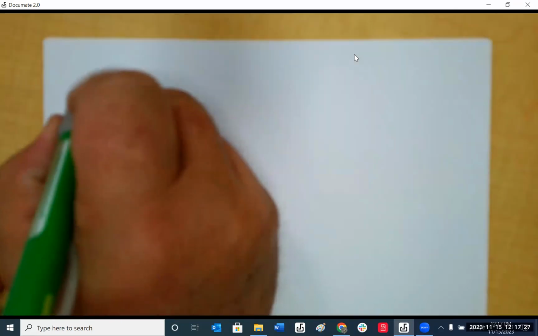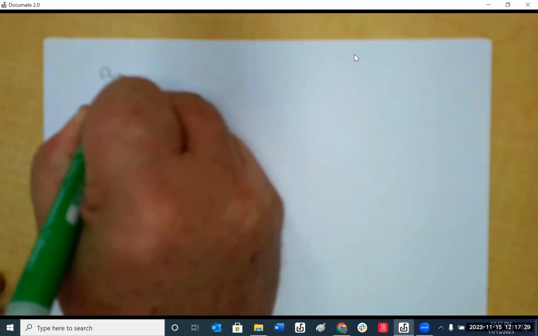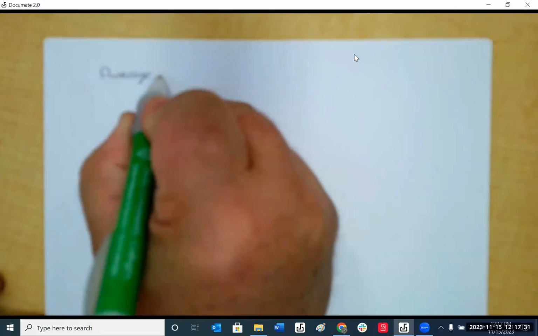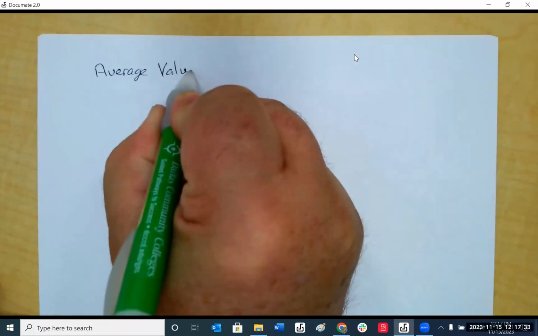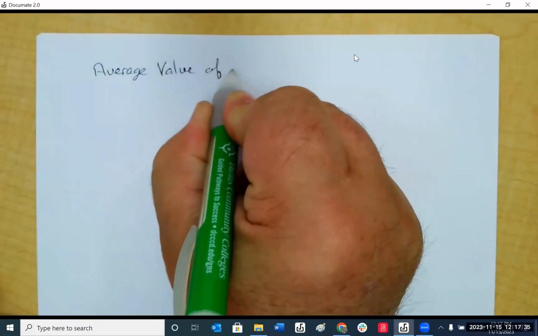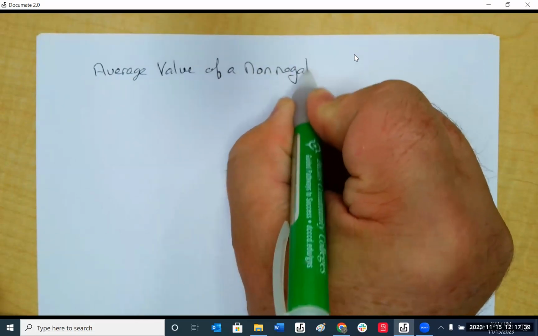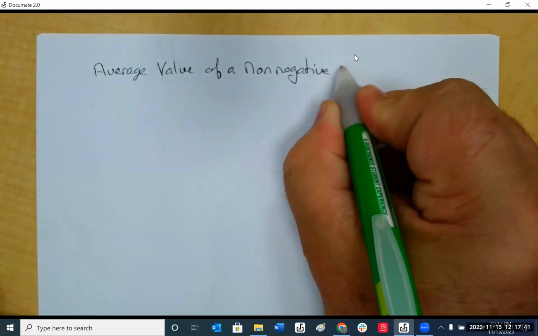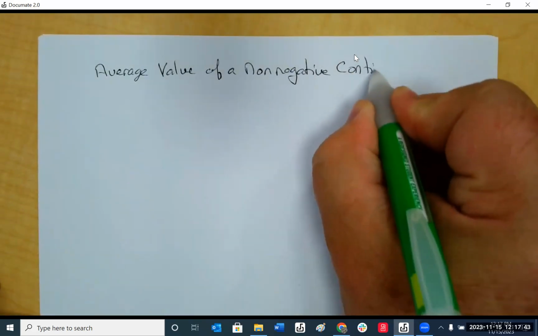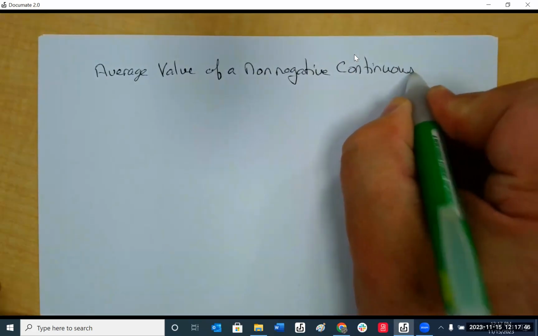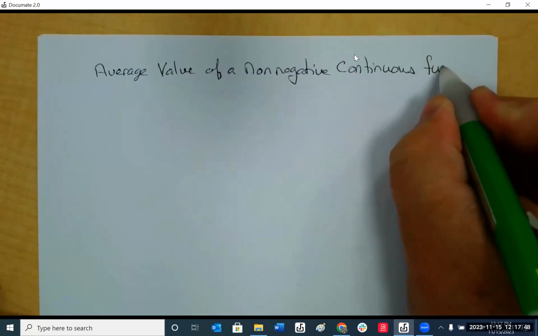All right, so the last section we have here is the average values of non-negative continuous functions. Average value of a non-negative continuous function.